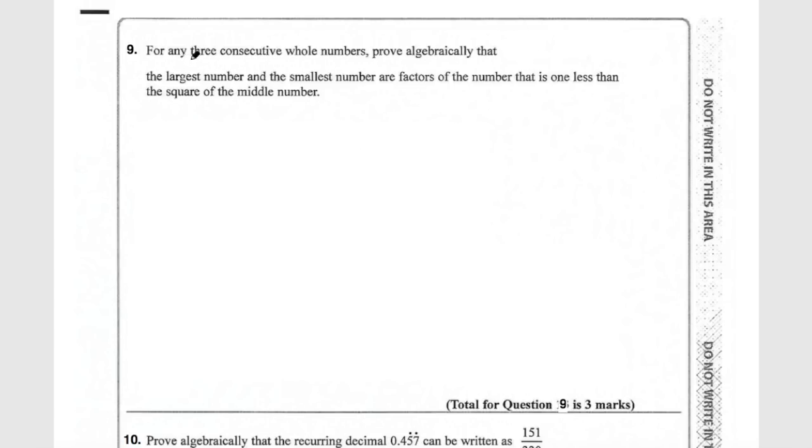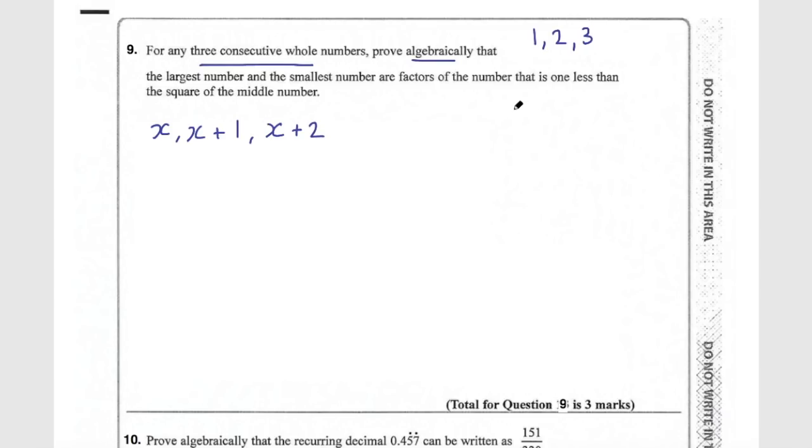So we're told that firstly any 3 consecutive whole numbers, and we need to prove something algebraically. So the first thing I'm thinking is, how can I represent 3 consecutive numbers algebraically? Consecutive numbers are one after the other, so 1, 2, and 3 are consecutive numbers. So how could I represent those algebraically? Well, if I called the first number x, the next one will be x plus 1, and the one after that will be x plus 2.